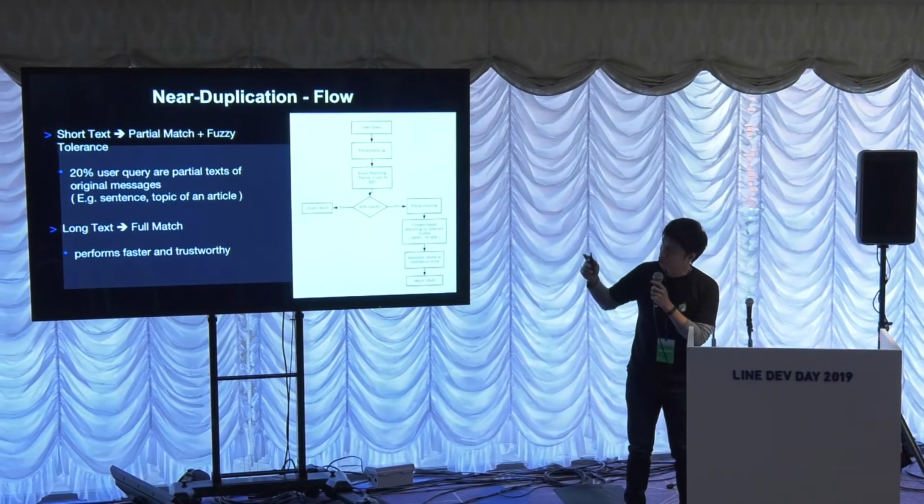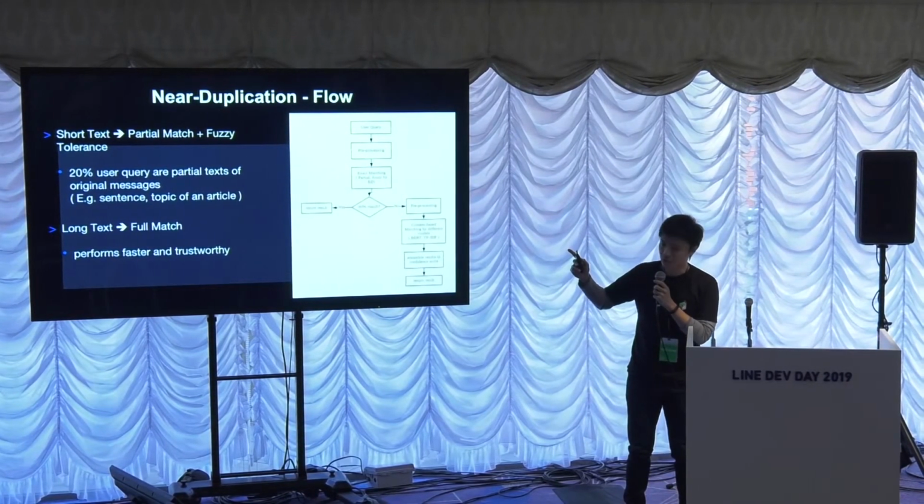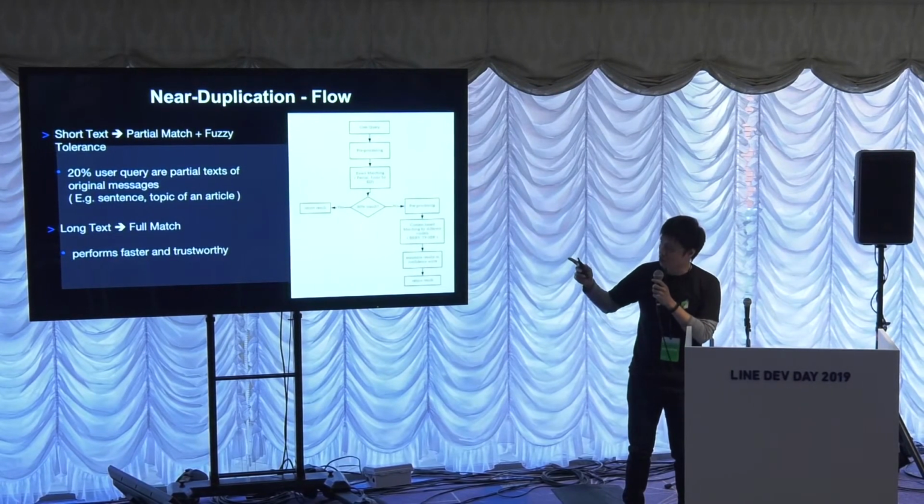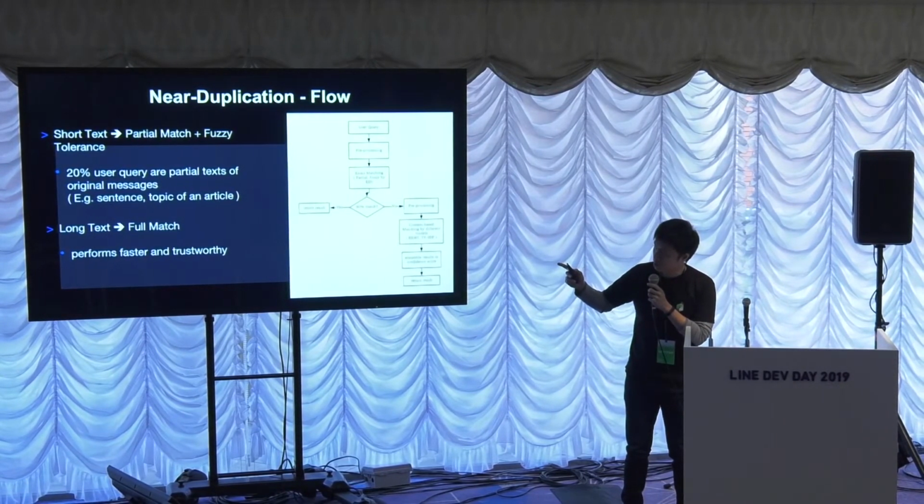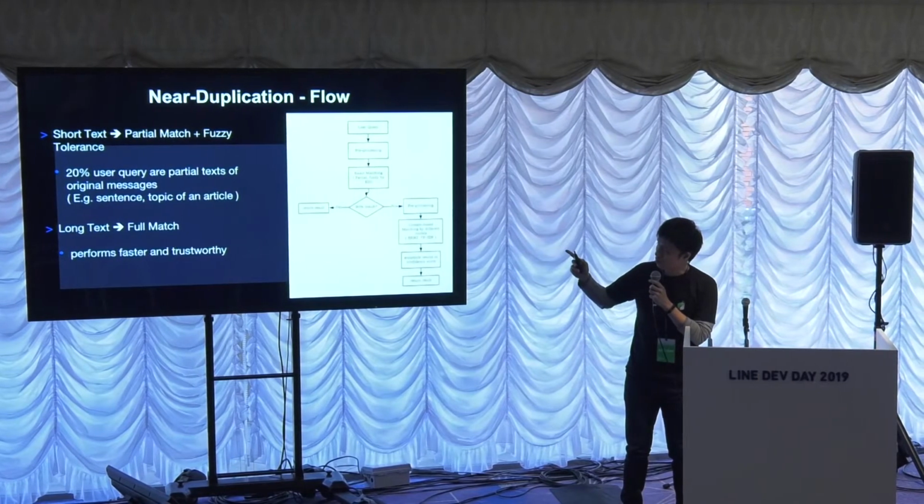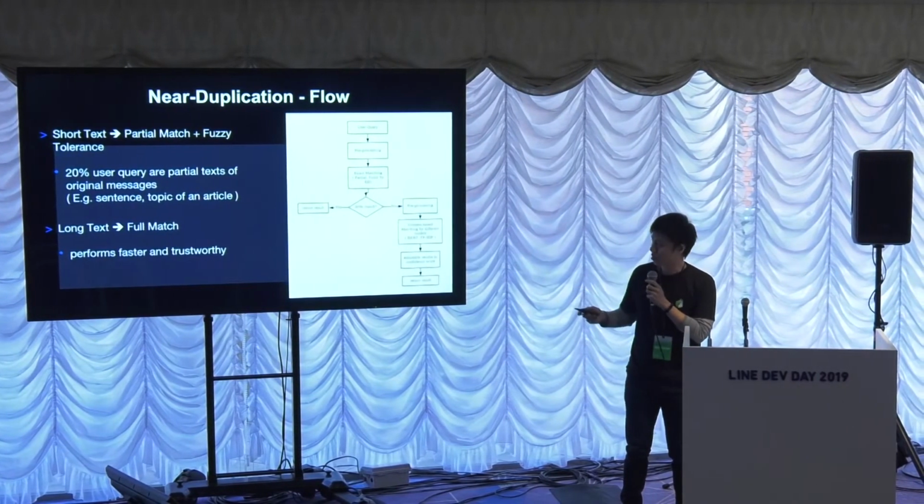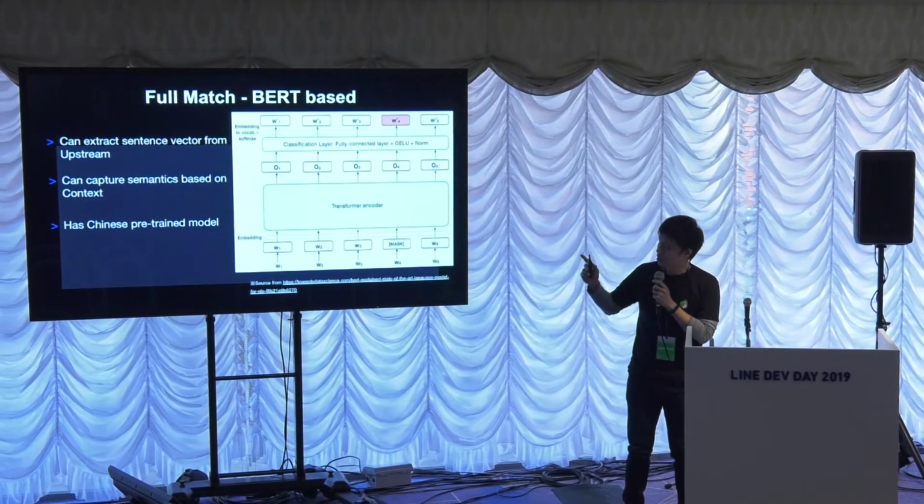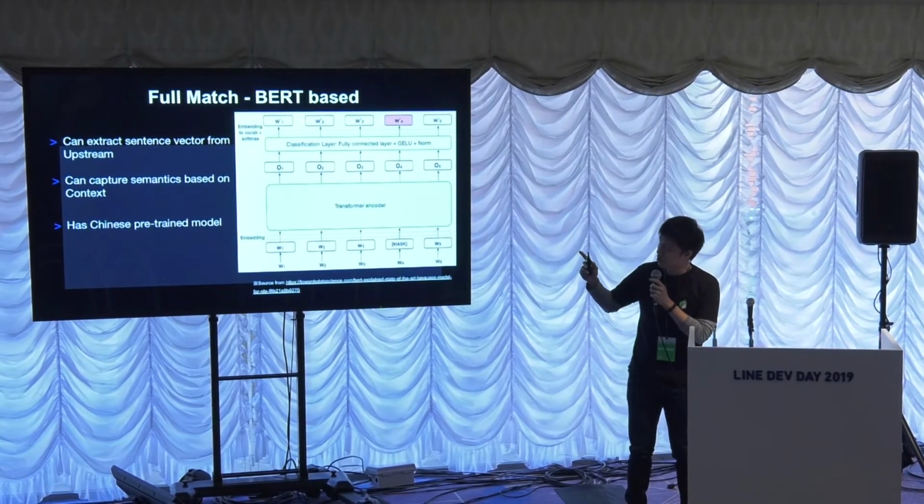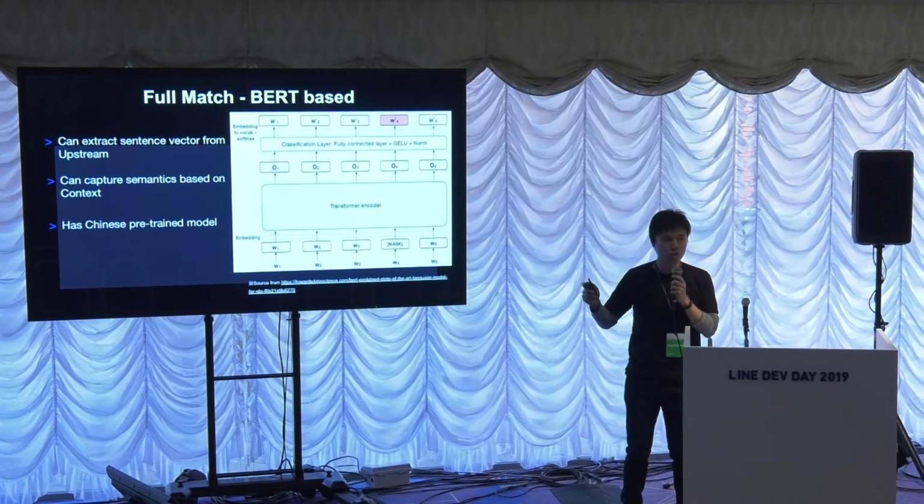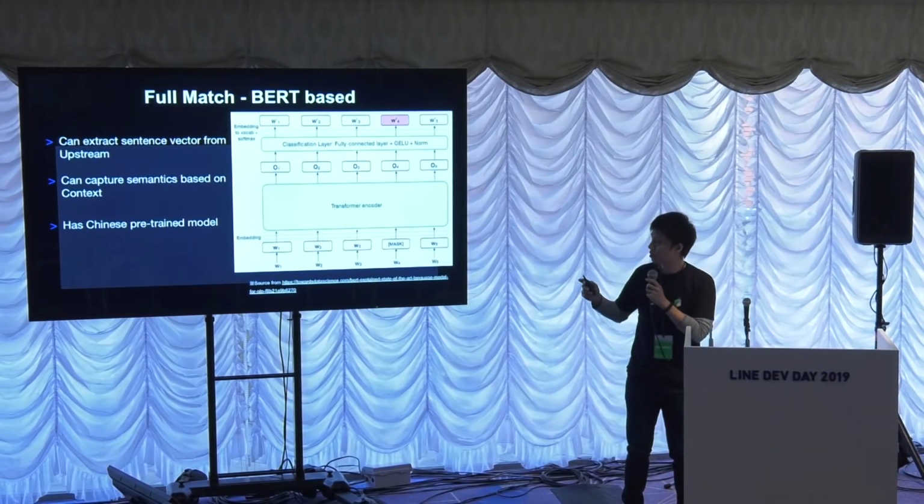For example, for shorter text, we apply the strategy of partial match with some fuzzy tolerance. And for longer text, we use the full text match. And we need to combine all this into a pipeline to ensure our performance. And for a full text match, we are leveraging the BERT model, which is one of the state-of-the-art NLP models.